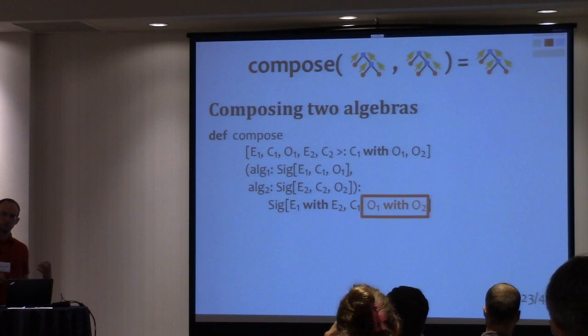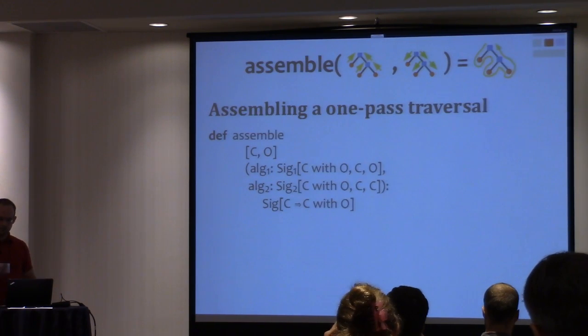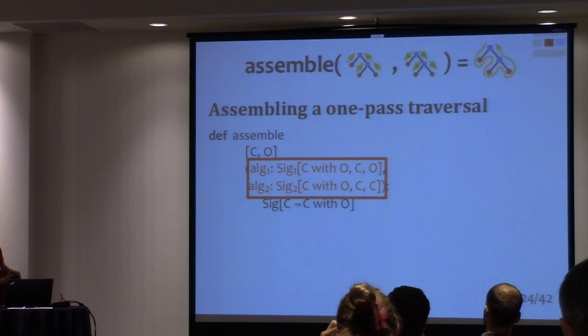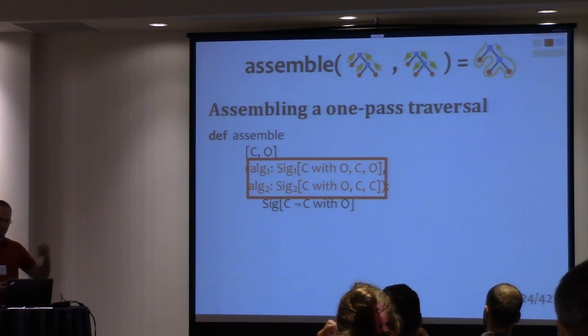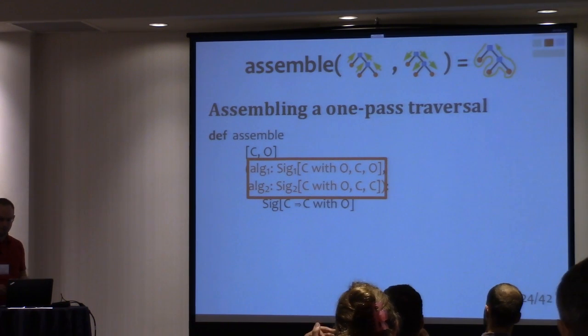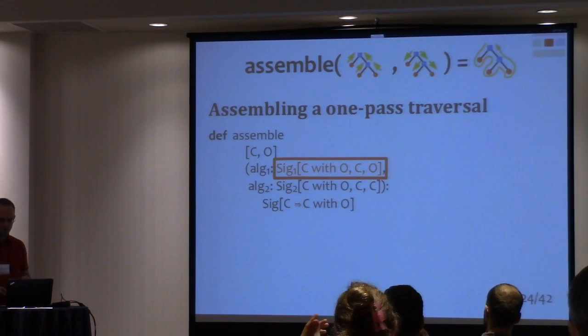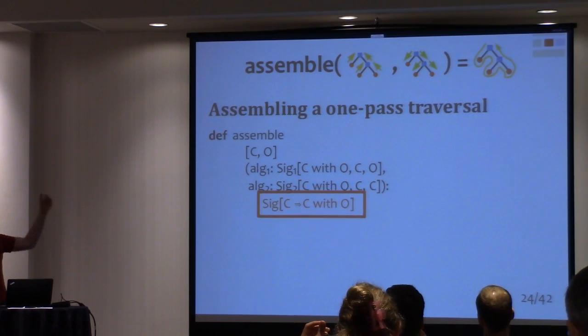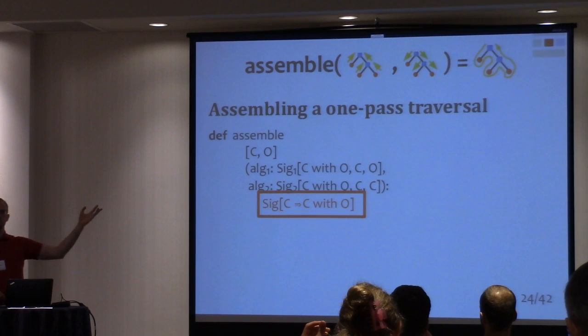Okay, so after we composed all these algebras together, we want to assemble. And when we assemble, then we take, again, two algebras, but now it's with the same type parameters, but for different signatures. So we take one algebra that describes all the synthesized stuff we do, and one algebra that describes all the inherited stuff we do. And we merge them together into one algebra that computes a function.